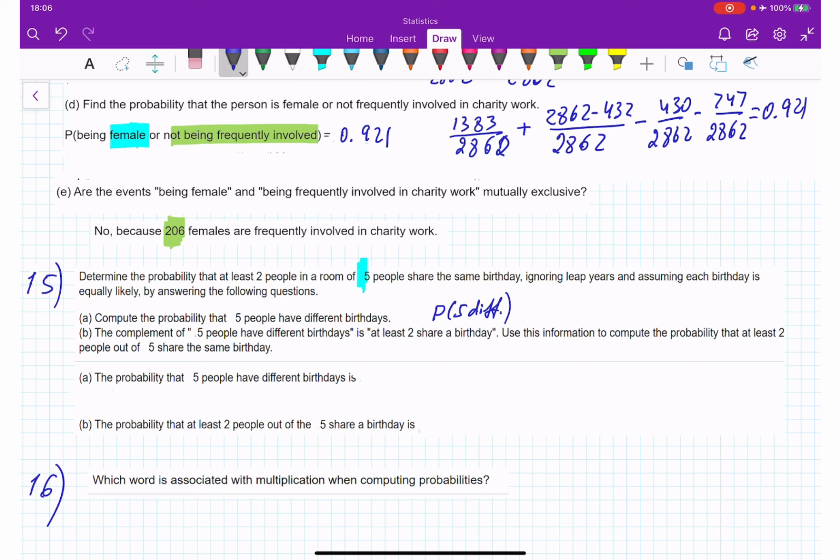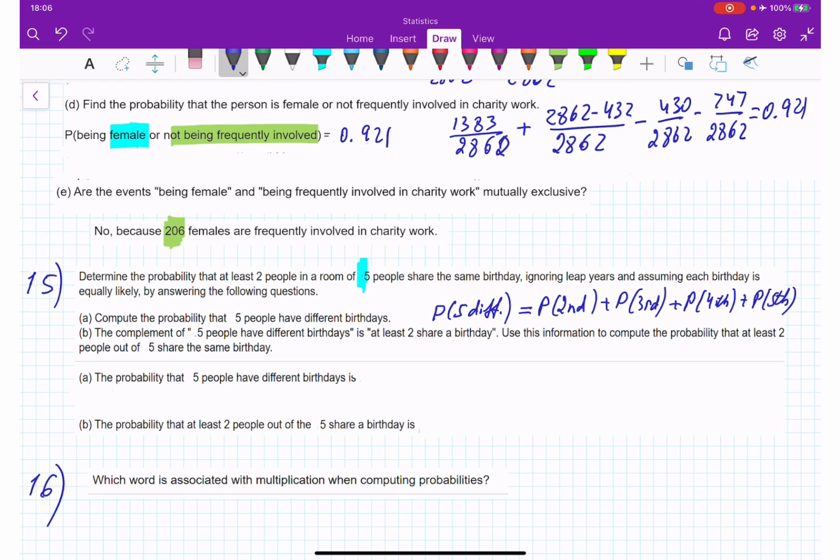What is going to be? Besides the first one, if the first one you don't know, different, not different. So we go from the second one, because the second can be equal to the first, right? And the third can be equal to the second one and the first one. So probability of second birthday plus probability of third birthday plus probability of fourth birthday and plus probability of fifth birthday. Why? Because we have 5 people.